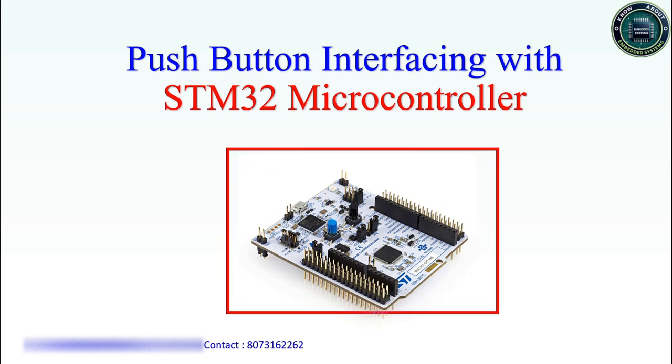What you are seeing on the screen is your STM32 microcontroller board. On this board we have one LED, which is connected to PA5, and it also comes with one push button switch. The blue one that you're seeing here is the user switch, and using this we're going to develop a program. Whenever the switch is pressed, the LED should toggle, and whenever we release the switch, the LED should not toggle. This is the main topic for today's video, push button interfacing.